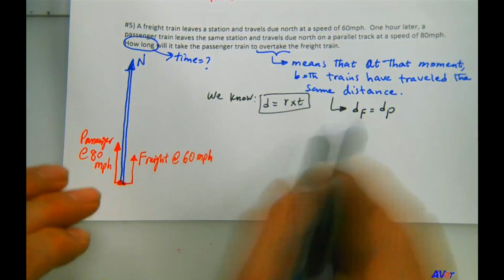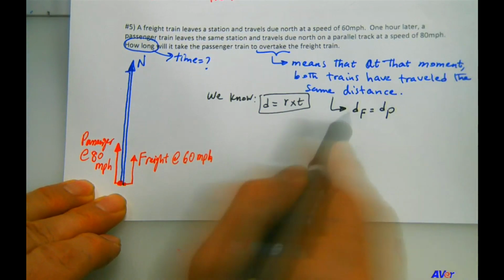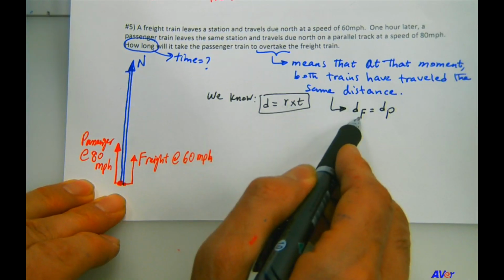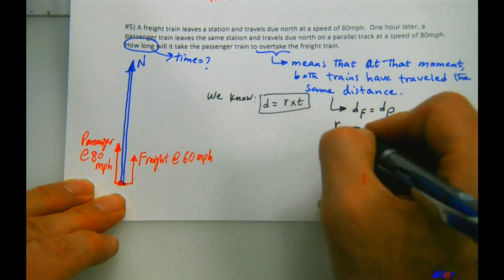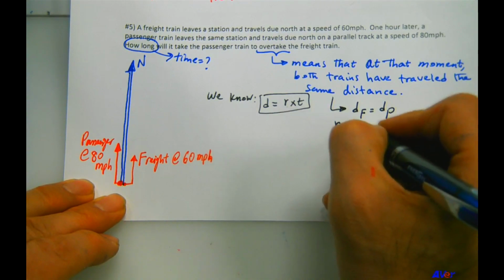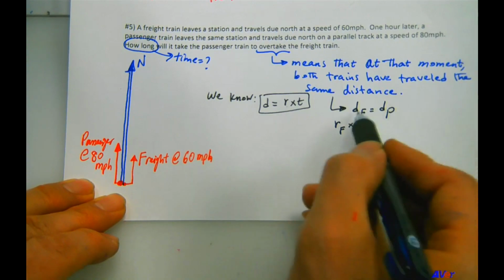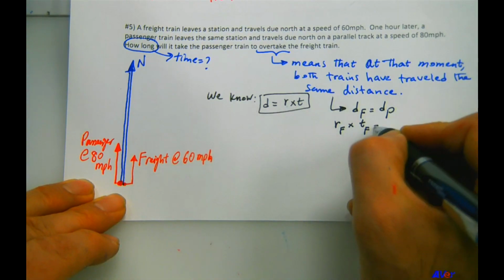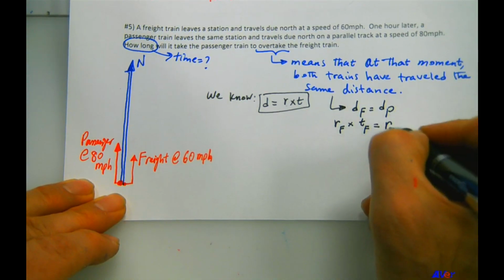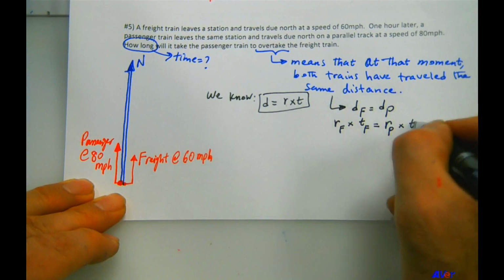Okay? So let's write that down. Let me continue based on this. So bring this formula and incorporate it here. That means speed of the freight train times time traveled by the freight train, right? I'm replacing the distance traveled by the freight train. I'm using this formula. Equals the speed of the passenger train multiplied by the time traveled by the passenger train.